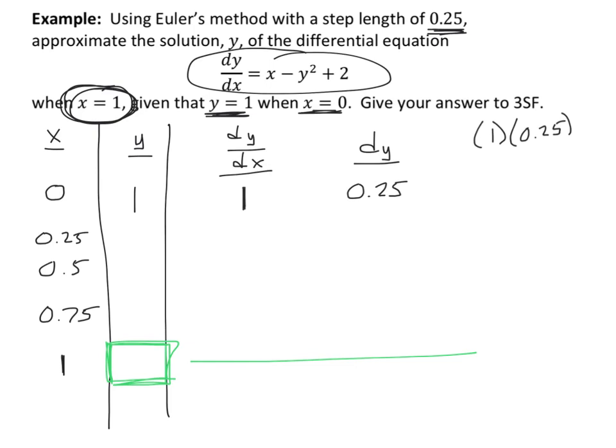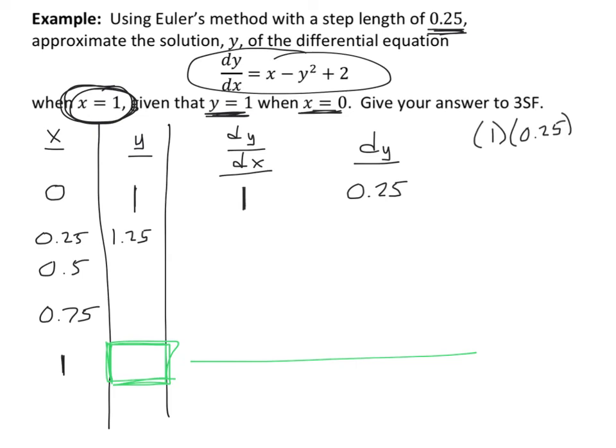For right now, it looks like x is going up by 0.25, y is also going up by 0.25. That will not always be the case. These values are definitely going to change as we go along. So for this y value here, I take the 1 that I had before and add that to it. I now have 1.25.